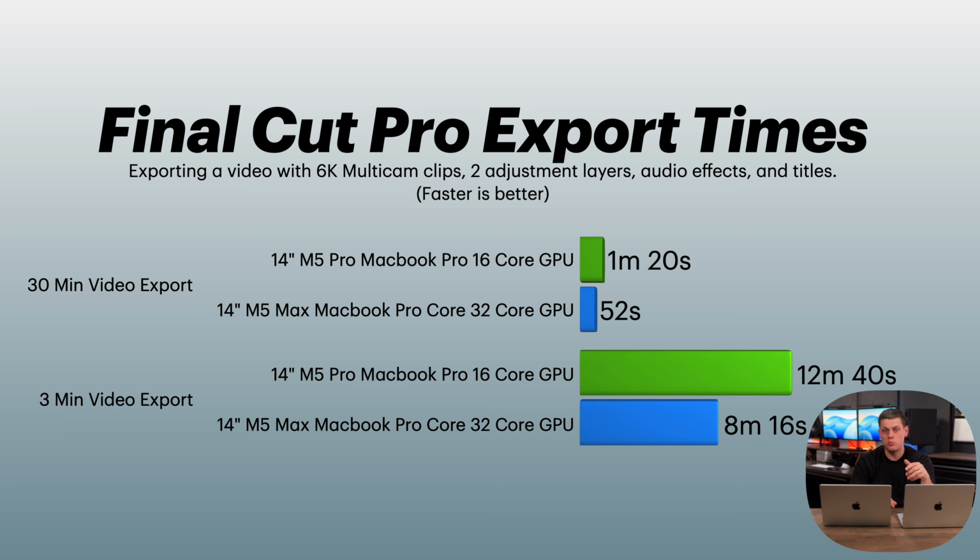Running a 30-minute export, doing a 4K project, took 12 minutes and 40 seconds on the M5 Pro, and it took 8 minutes and 16 seconds on the M5 Max. That was a decent amount of time faster. And what I've really noticed with these computers is the longer the export, the more you're going to appreciate the extra speed in the ProRes video encode and decode engines. So you do get faster video exports with the M5 Max, but it's not going to be at the double speed unless you're shooting in ProRes or HEVC.